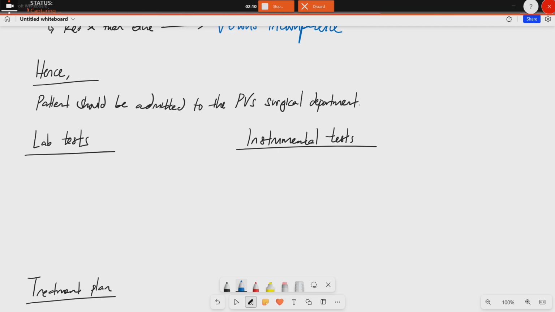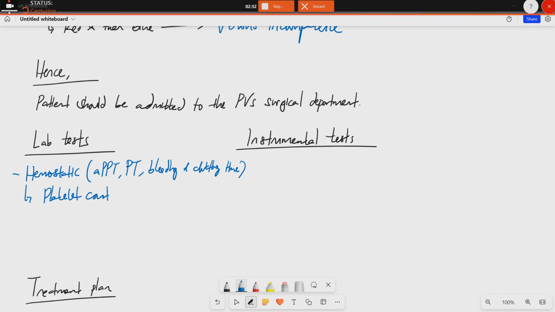For the lab tests and instrumental tests that I would order, firstly, it is the hemostatic test. This includes APTT, PT, bleeding and clotting time, as well as a very important indicator, which is platelet count. The next one I would order is a routine total blood count, which is a screening test, and also a urinalysis, which is also a screening test.